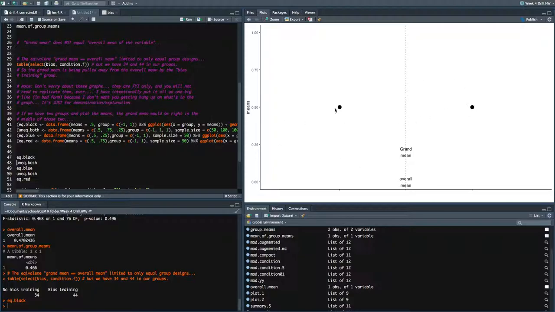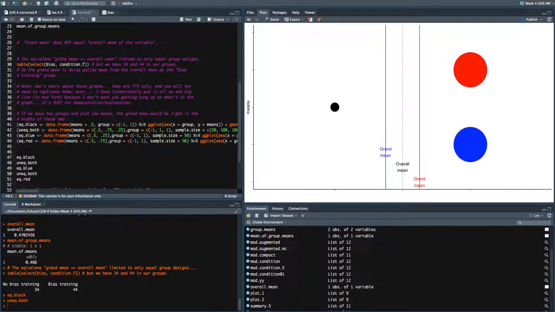So as long as you have equal group sizes, your grand mean and the overall mean, which again is just the mean for that outcome variable, will be the same. If, however, we have unequal sample sizes, so let's say that this is one group mean and one sample size, and this group over here has a bigger sample size.